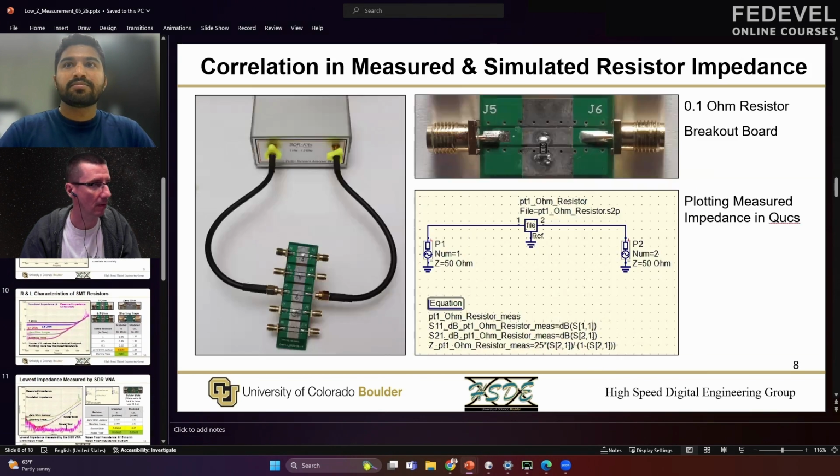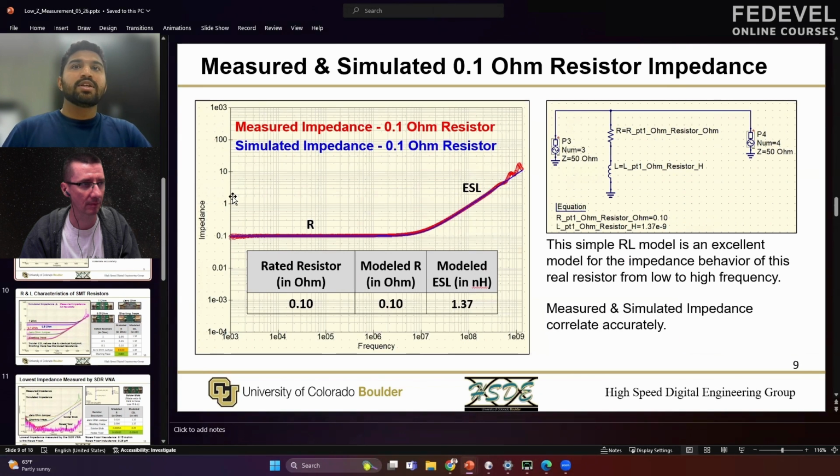Okay, let's continue. The first thing that we did was plot the measured data, and it is exactly what we expected. Let's look at the plot. The plot shown in red is the measured impedance profile, and the plot shown in blue is the simulated impedance profile.